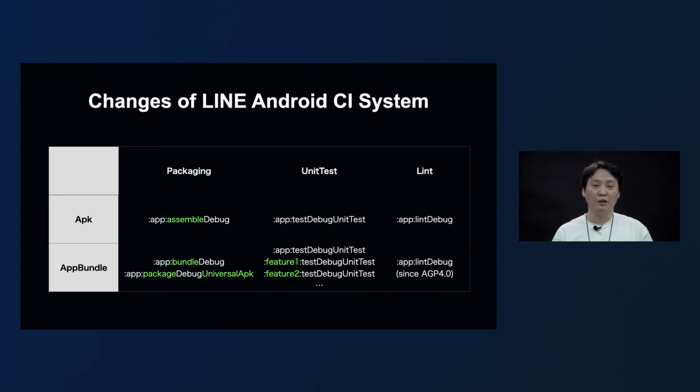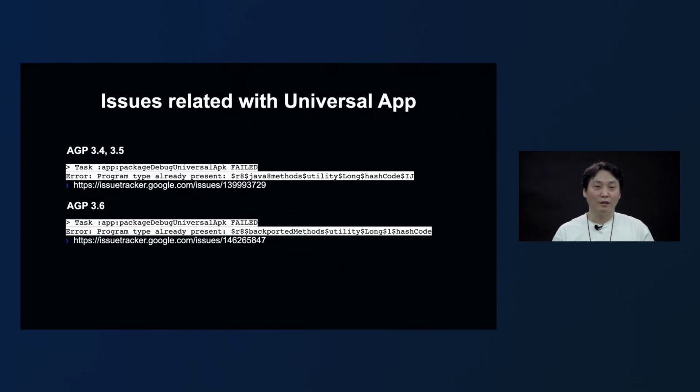In the case of lint, up to AGP 3.6, each module had to be explicitly linted separately, but starting with AGP 4.0, when lint is executed for the app module, all lint work for dynamic features is included in the app. So please refer to this when you change the CI system after introducing AppBundle.